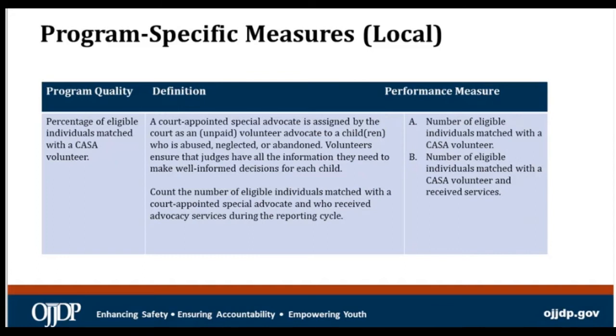And just to hang in there, we're down to our last two that we'll be highlighting. For this measure, the percentage of eligible individuals matched with a CASA volunteer is a program-specific program quality performance measure. You'll provide the number of eligible individuals who were matched with a CASA volunteer and the number of eligible individuals matched with a CASA volunteer and who also received services during the reporting period. And this percentage is calculated by dividing B over A.